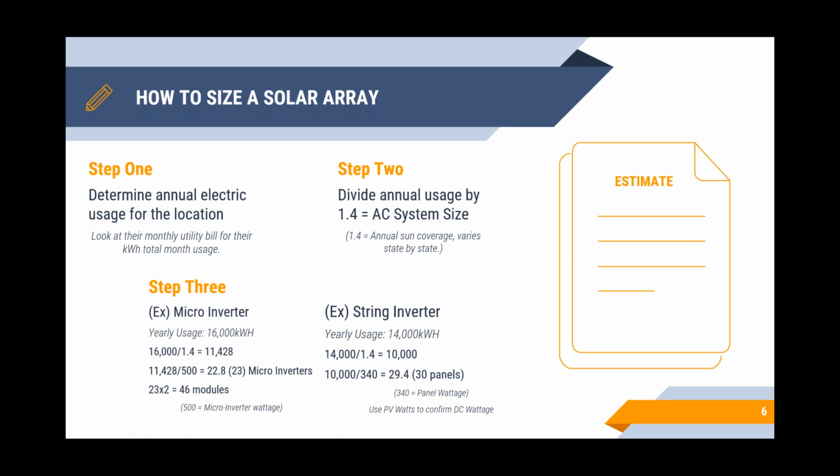So 10,000 divided by our panel wattage, let's say in this case we're going to be using 340 watt panels, we're going to come up with 29.4, rounding up to 30 panels to cover that 10 kW system size. And for something like this, you want to be sure that we're always using PVWatts to confirm the DC wattage so that we're receiving the expected output for that location.